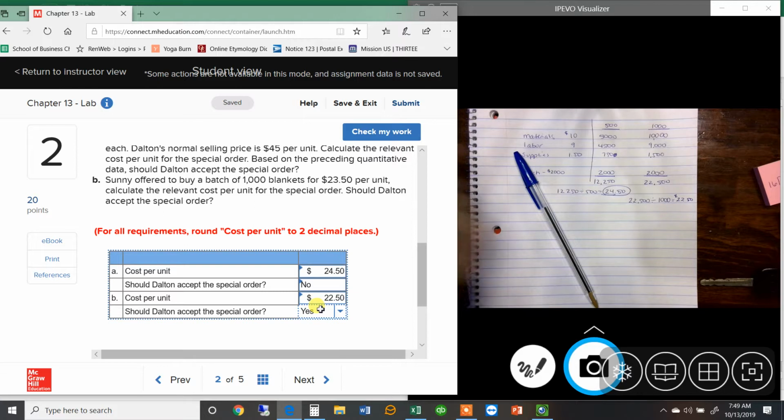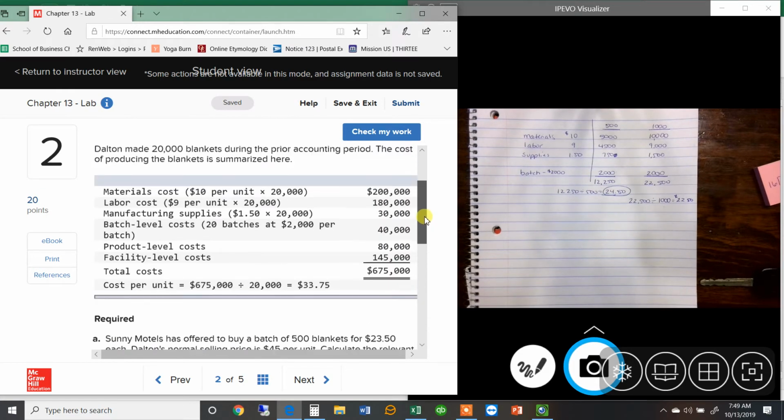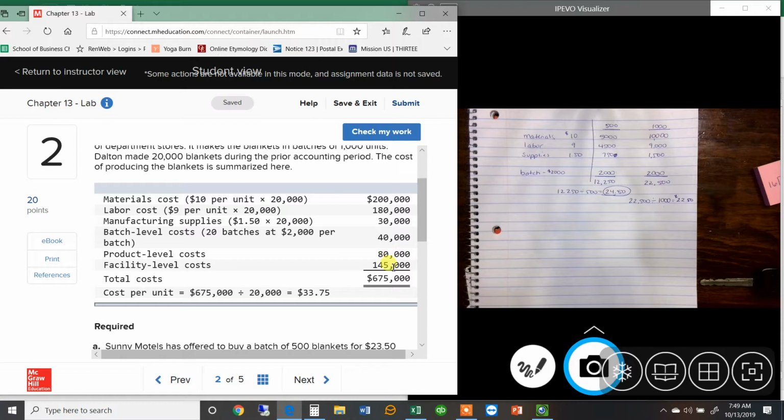And by accepting that special order, this is just a one-time order. So even though I only made $1,000 off of accepting it, remember, when you're looking at whether or not to accept a special order, these things I'm paying out no matter what. So I really don't care. I've already got this covered when I'm looking at the 20,000 I'm going to sell. I'm selling an extra 1,000 blankets. So since these things are already covered by other ways, I don't care about covering that. I only care about covering each one of these items up top because these will change every time I sell a new blanket. That's the only reason I care.